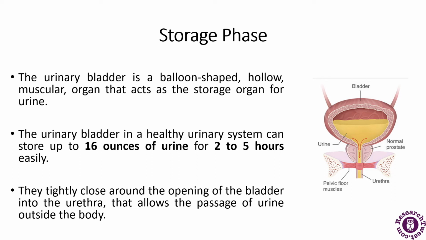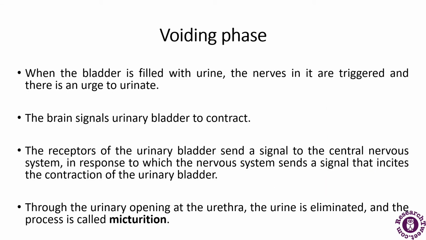So this is the storage phase, in which the urinary bladder stores the urine for about 2 to 5 hours. After that, in the voiding phase, there will be the passage of the urine. The urine will be eliminated from the body. The next will be the voiding phase.